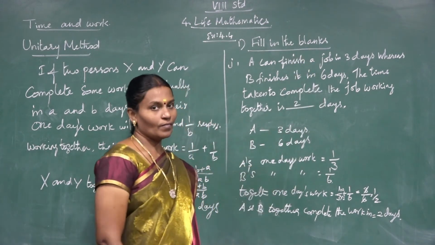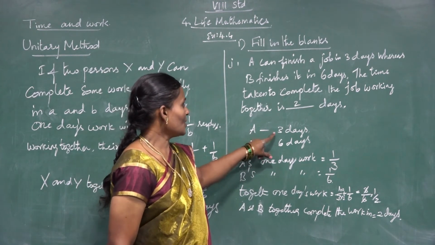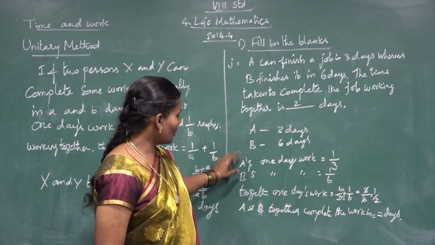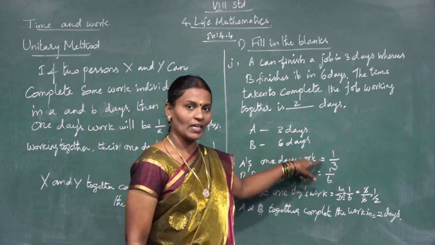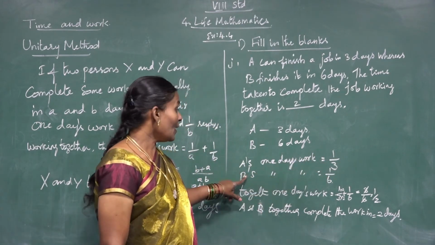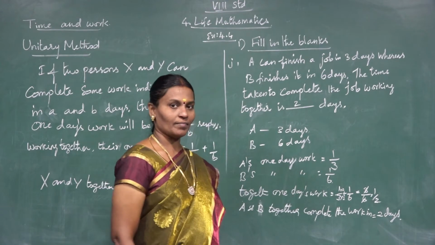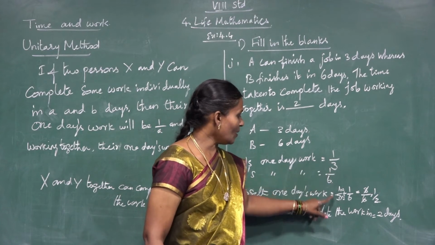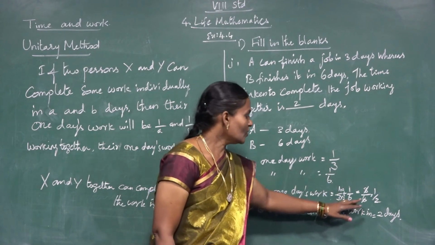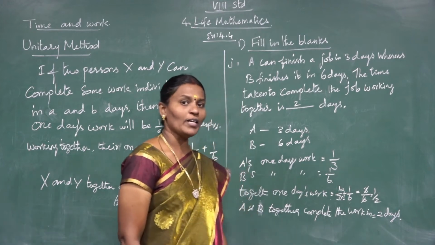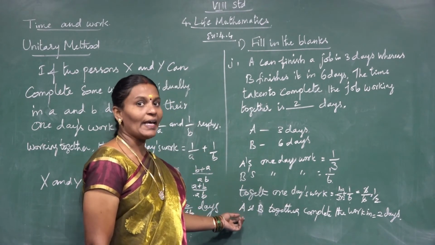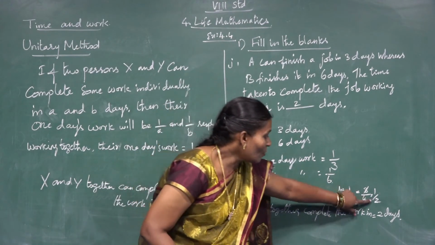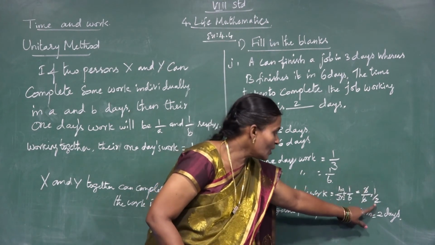Understand? A can finish the work in 3 days and B finishes the work in 6 days. A's 1 day work we consider 1 by 3, B's 1 day work is 1 by 6. Okay, so they are working together, 1 day's work is 1 by 3 plus 1 by 6, so that gives 1 by 2. Then we find out A and B together complete the work in how many days? How do you find out? We have to write the reciprocal, so the reciprocal is 2 by 1.